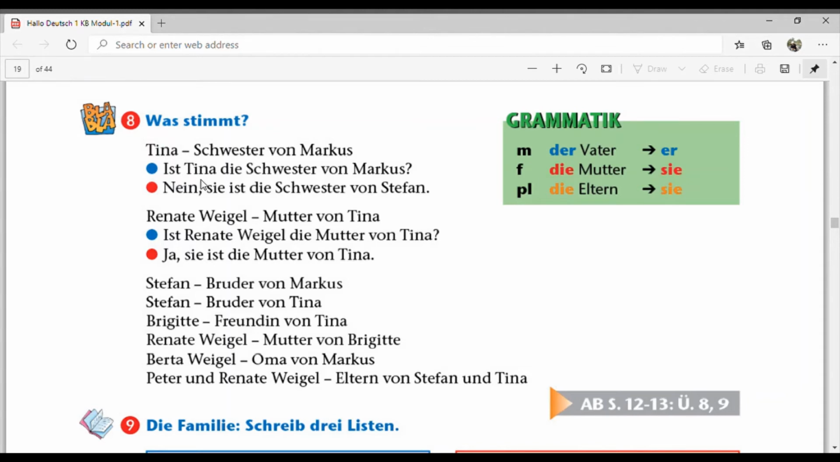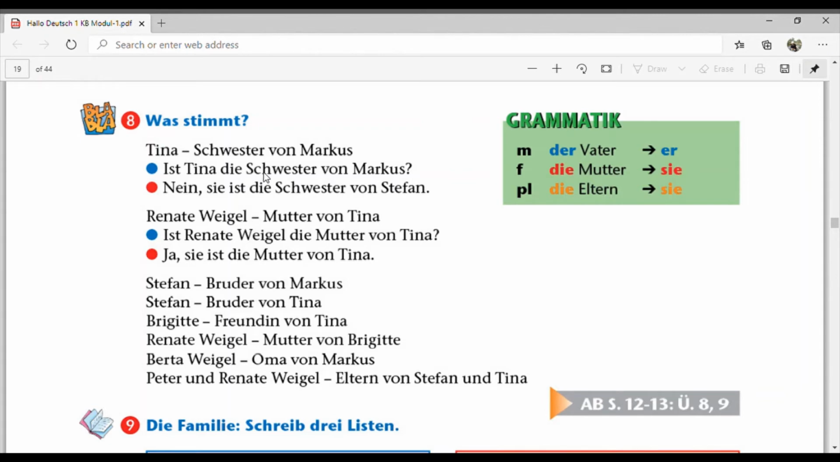So how will we form this question? Ist Tina, so the question always starts with ist, yeah, or sind. Okay. So it's not always only ist, it can be ist or sind. Yeah. So be careful. So a question always starts with a verb. Yeah, and the answer starts with ja or nein. So like ja or nein. Yeah, so ist Tina die Schwester von Markus. So what have we added here? So we have added here ist. Okay, and then Tina, and we have added here die, because Schwester is die, feminine.